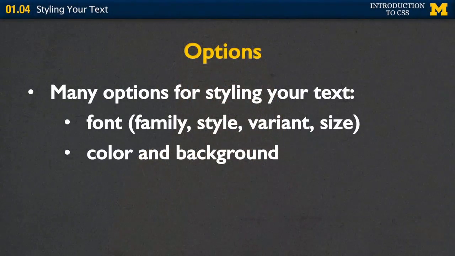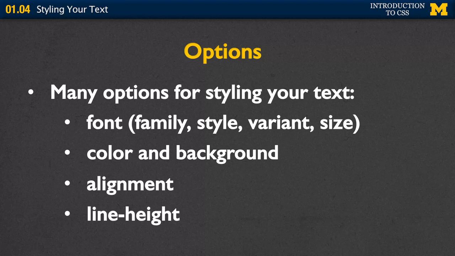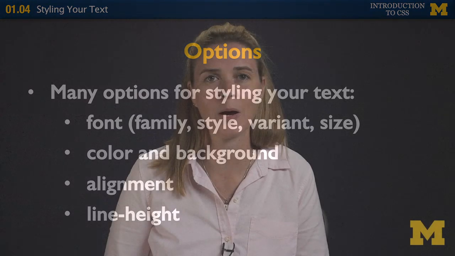One of those options is to think about your font. Some of the things you can style are the font family, the font style, the font variant, and the font size. We can also think about styling the color and background of your font. We can talk about alignment as well. And finally, we're going to talk very briefly about line height. These are all things you can do to highlight or emphasize the different things you would like your style to bring about.